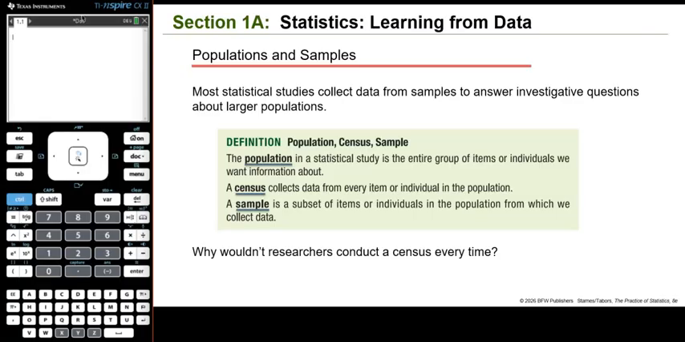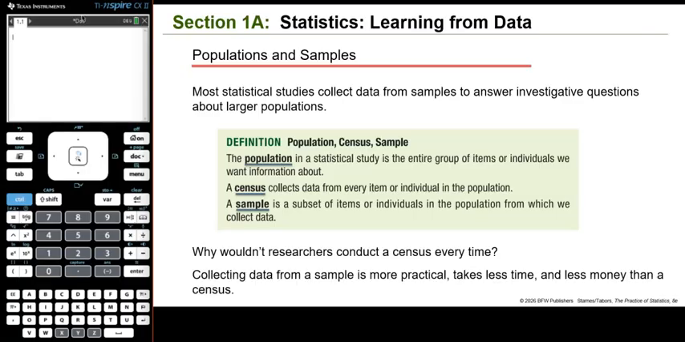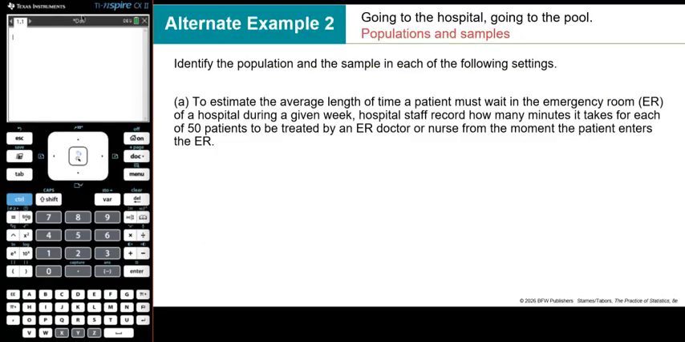Why would researchers do a census every time? It's so expensive, right? The United States does one every 10 years, and it's so expensive. We're pretty much almost as accurate as a census if we just take a nice random sample, and it's so much easier to do, less time, less costly than a census. It's just better.